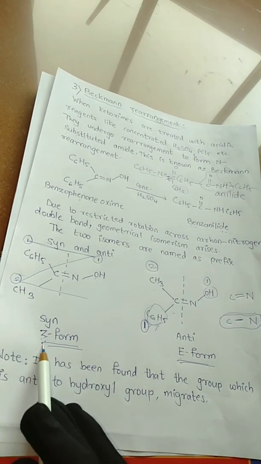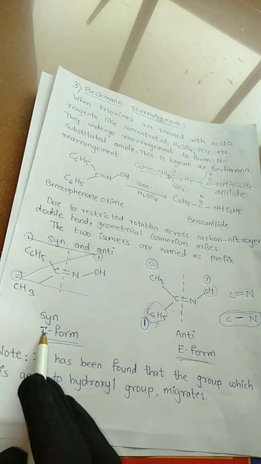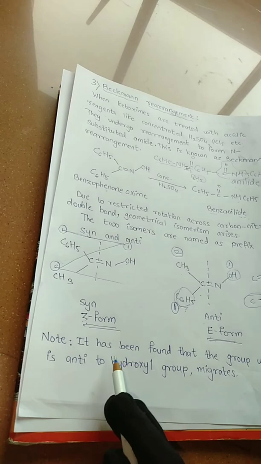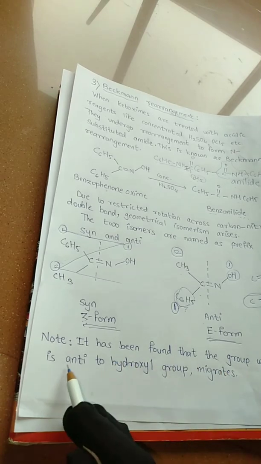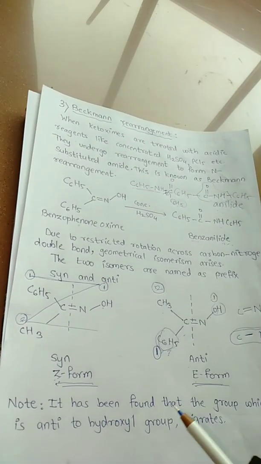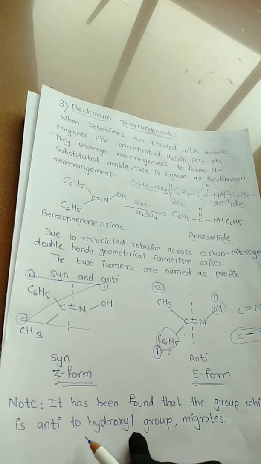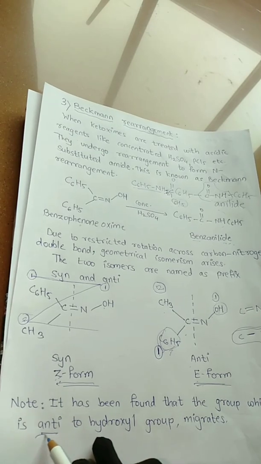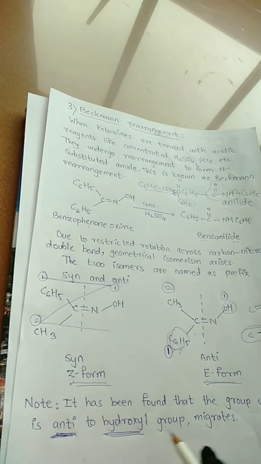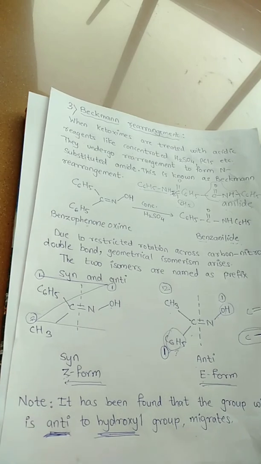This is our Z form. This is our E form, which is also called anti. This Z form is also called syn. One thing you have to note down is that it has been found that the group which is anti to the hydroxyl group migrates. There is a rearrangement, meaning there is a migration of some group. So which group will migrate? The group which is anti to the hydroxyl group will migrate.